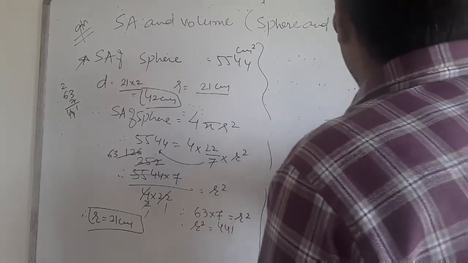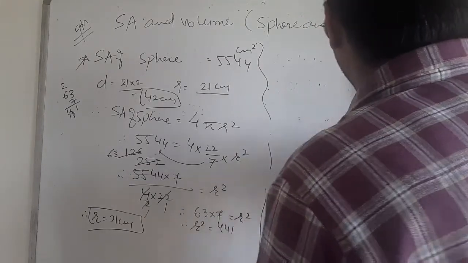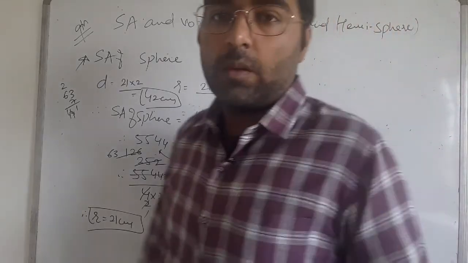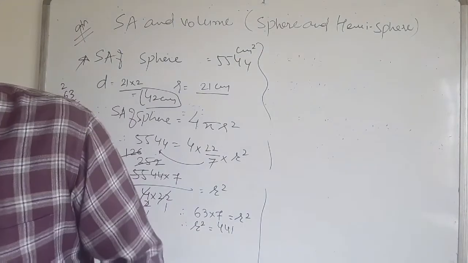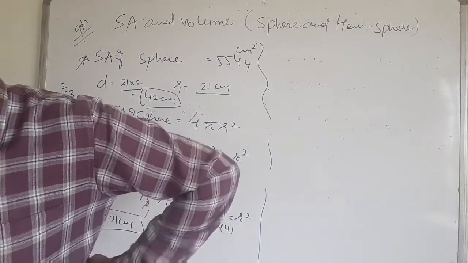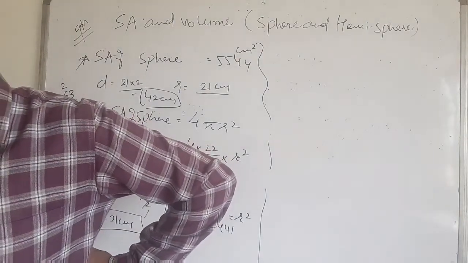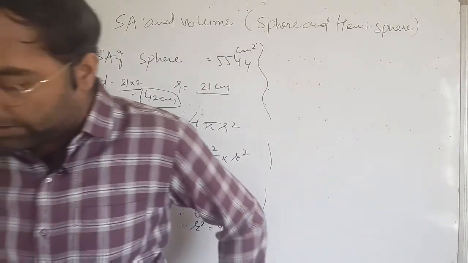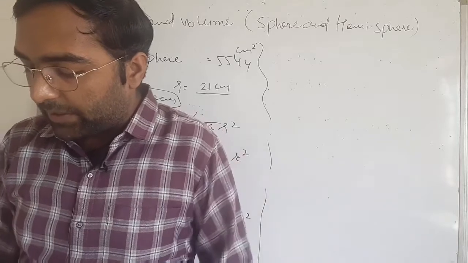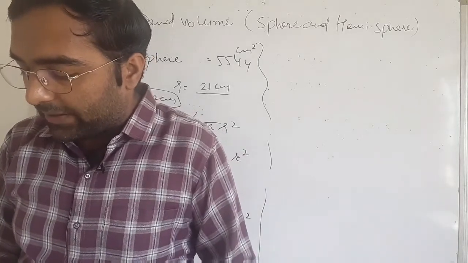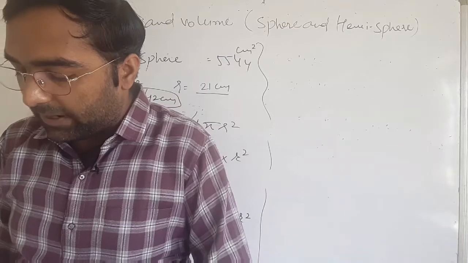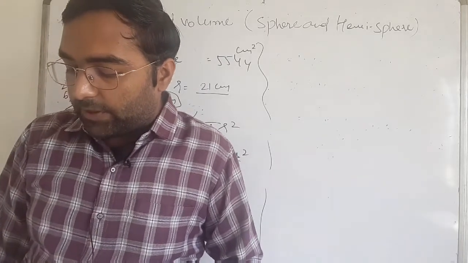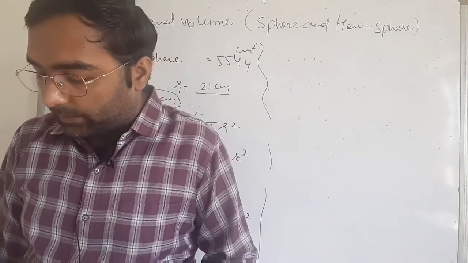Now we are moving to the next question. My next question is: a hemispherical bowl made of brass has inner diameter 10.5 centimeter, and find the cost of plating it on the inside at the rate of rupees 4 per 100 centimeter square.